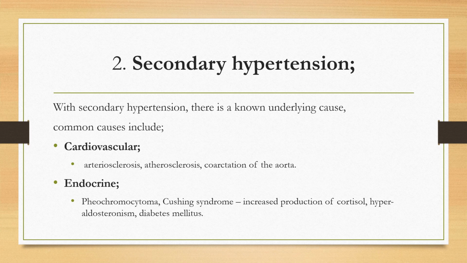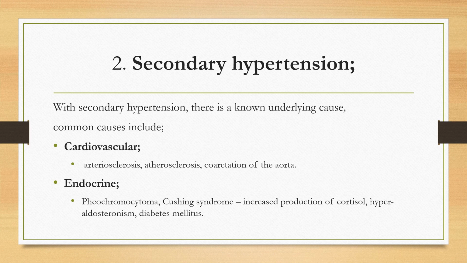Endocrine, we have things like pheochromocytoma. That's an adrenomedullary tumor which produces too much catecholamines, which predispose somebody to developing hypertension. Whereas Cushing syndrome is manifested by increased production of cortisol. Still, cortisol has a way to do with increased blood pressure. Hyperaldosteronism, increased aldosterone hormone, leads to increased salt retention with water retention. We can consequently have increased blood pressure.